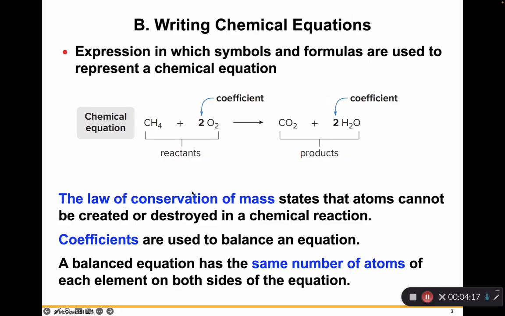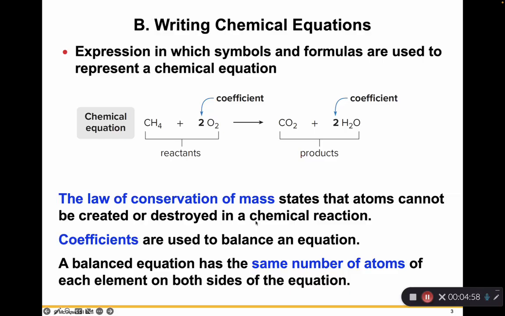Why do we need to balance the equation? Because chemical reactions obey the law of conservation of mass. It states that atoms cannot be created nor destroyed in a chemical reaction. They are just rearranged. The atom by itself, the nucleus and the electrons around it, is not created or destroyed. It is just a rearrangement. New bonds form, and the old bonds are broken. That all takes place during the chemical reaction.